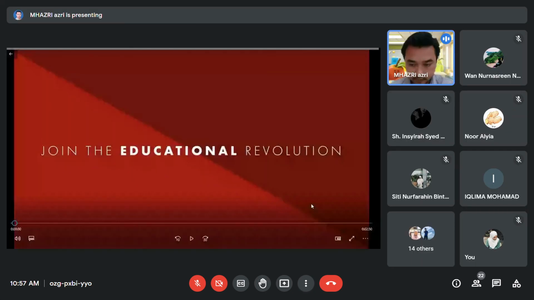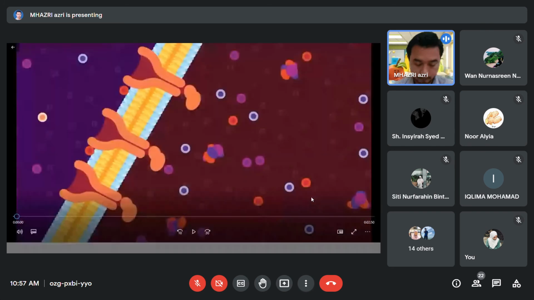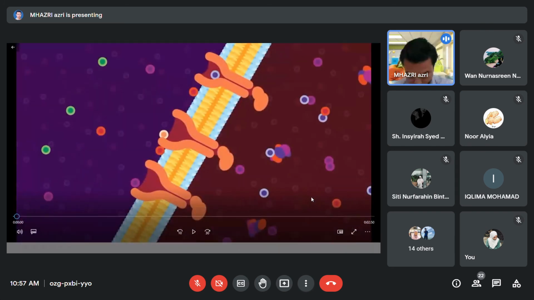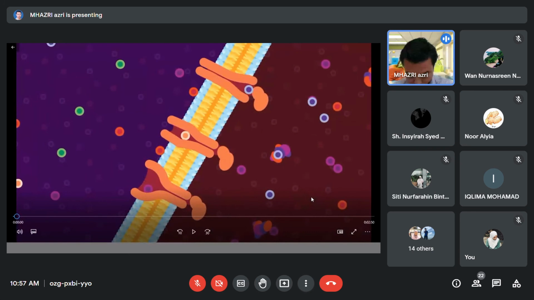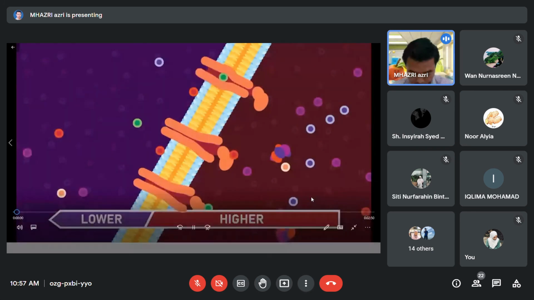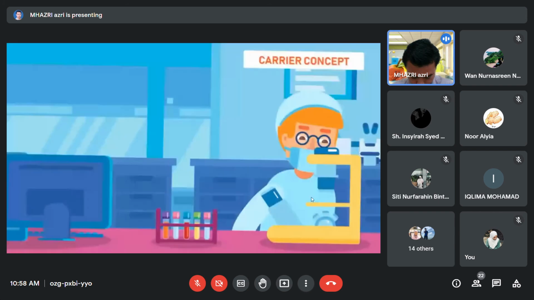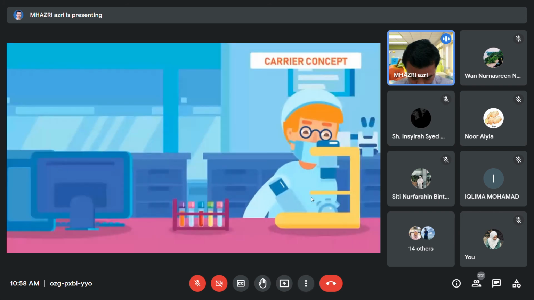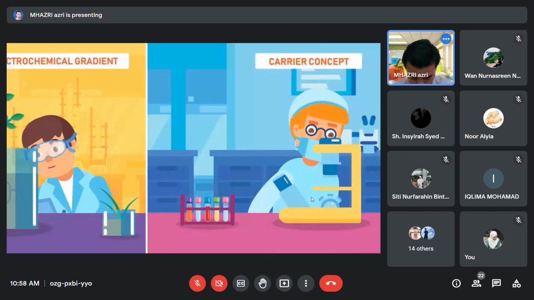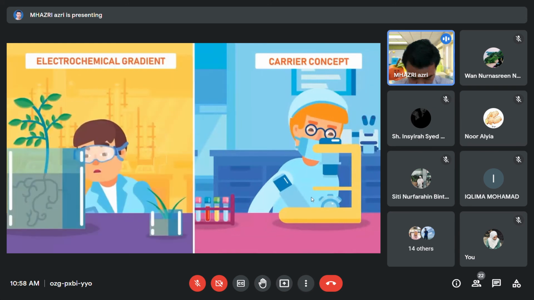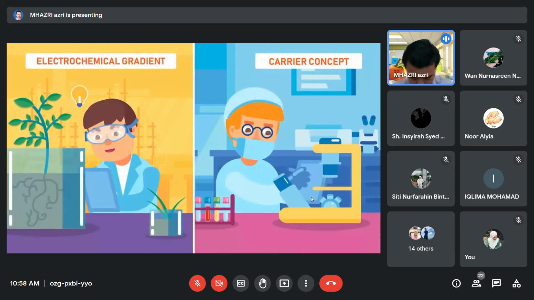Generally, the mineral ion concentration inside the cell can be higher than the surrounding soil. In this case, the ions move against the concentration gradient, that is, from lower concentration to higher concentration. This movement is termed active transport and requires energy. Two theories, the carrier concept theory and the electrochemical gradient theory, have been proposed to explain how ions are taken up by plants via active absorption.